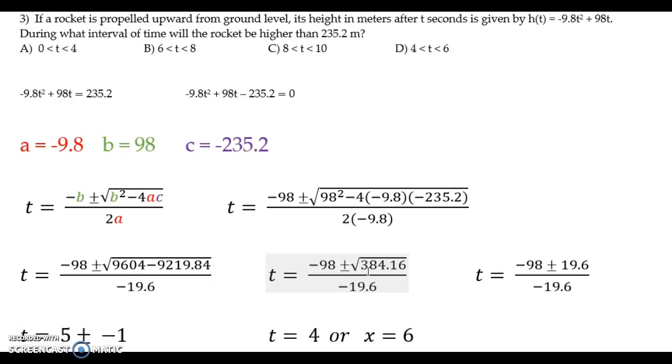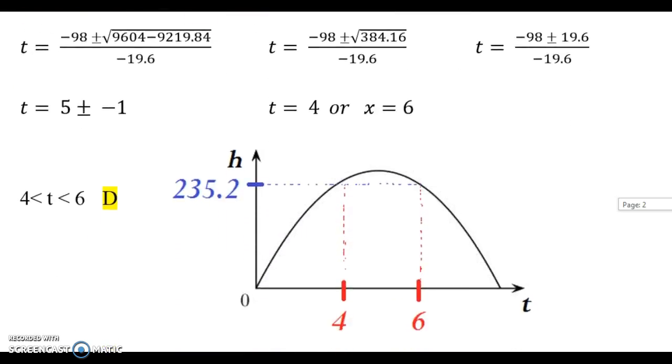And then we can actually take this square root, and it comes out to 19.6 perfectly, which when we actually do this division now, divide everything on top by negative 19.6, we get a positive 5 plus or minus a negative 1. So if you do 5 plus the negative 1, you get 4. 5 minus the negative 1, you get 6. So those are the 2 times when the rocket is exactly 235.2 meters above the ground.